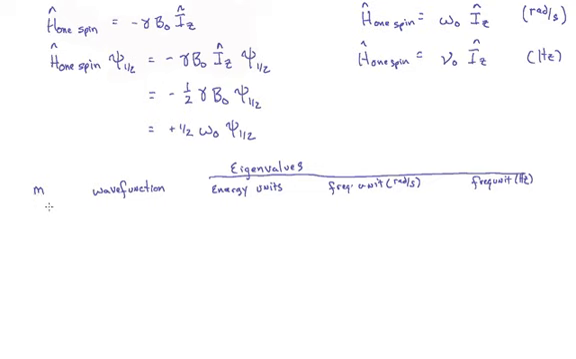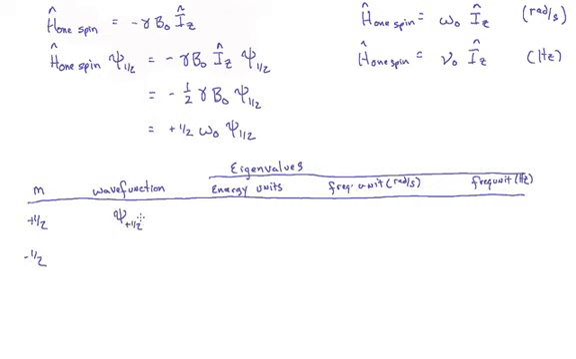So we have in general 2 for a spin 1/2 system. It can be plus or minus 1/2, representing the wave function, plus a half, which we often call alpha, or the wave function for minus a half, which we often call beta.